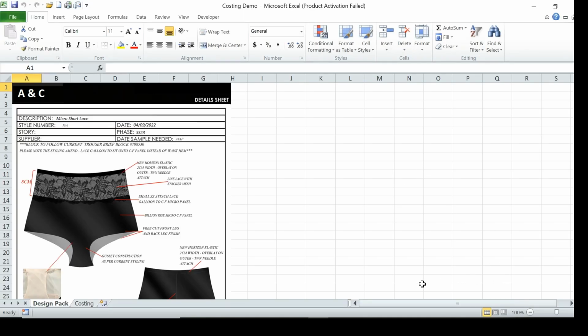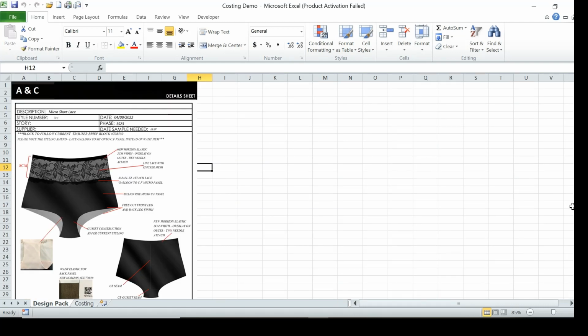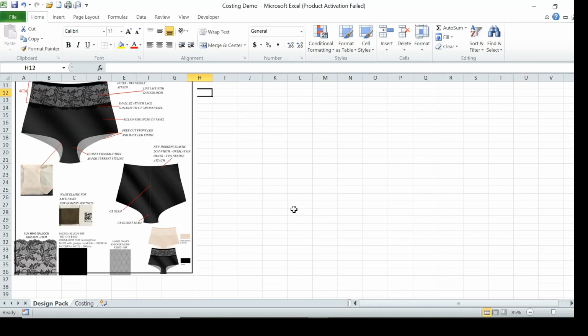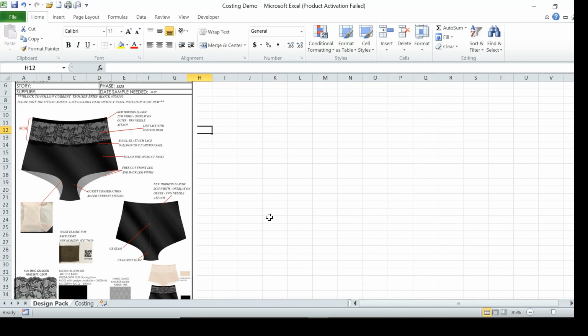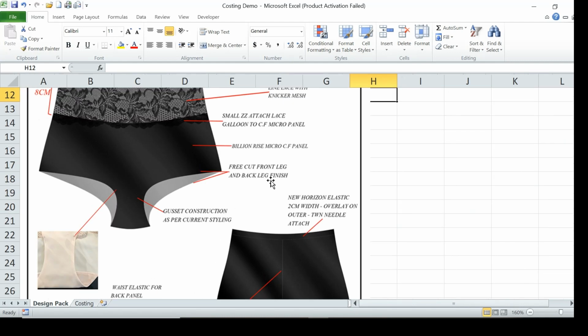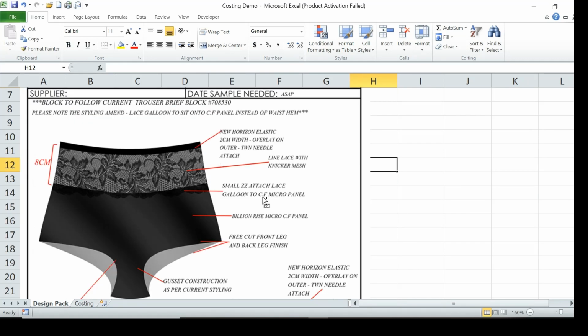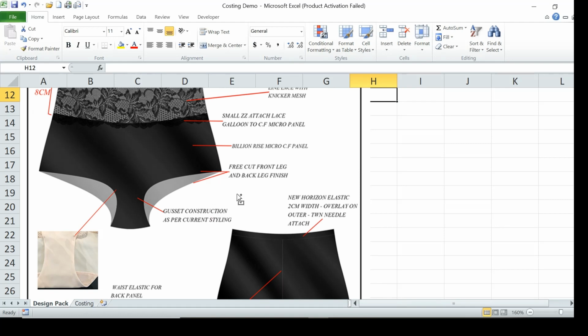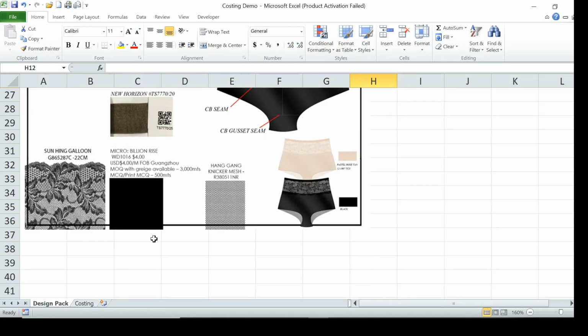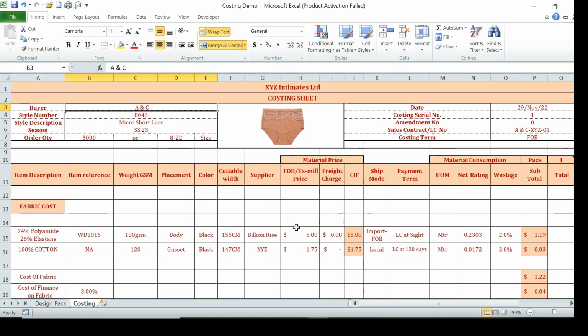Hope you can see. This is a design pack or tech pack or technical package. Each different buyer has a different terminology, but it is a sheet where you can find the styling, workmanship, fabric details, then trims, etc. Let me zoom in. I'm not going through this one, just for your easy understanding. This is fabric, styling, what will be the thread, etc. Material. Hope it's clear. So let's go for the costing tab.